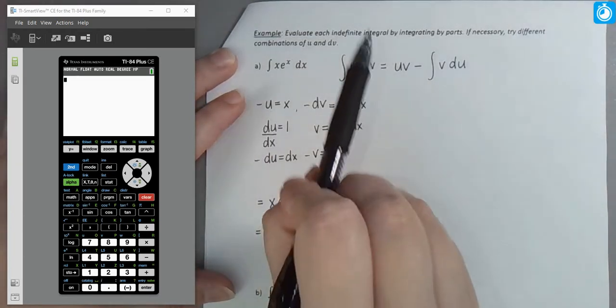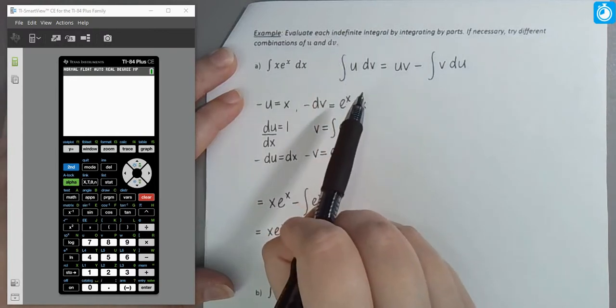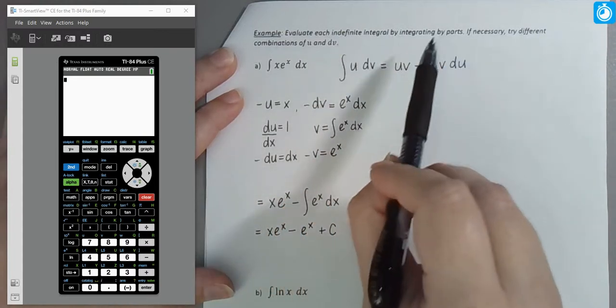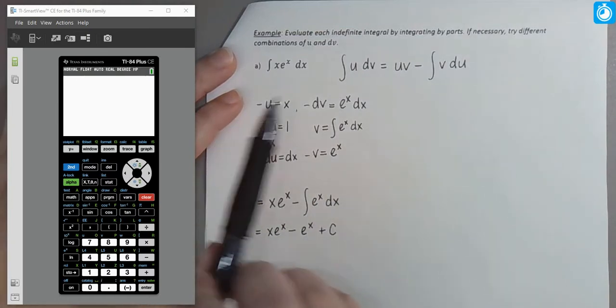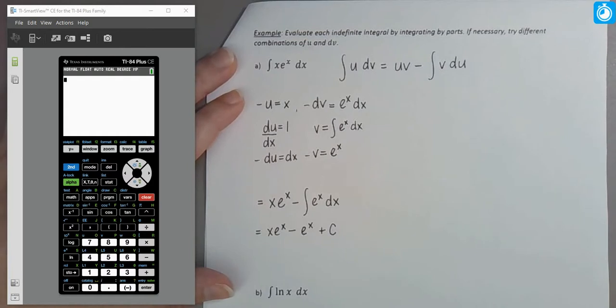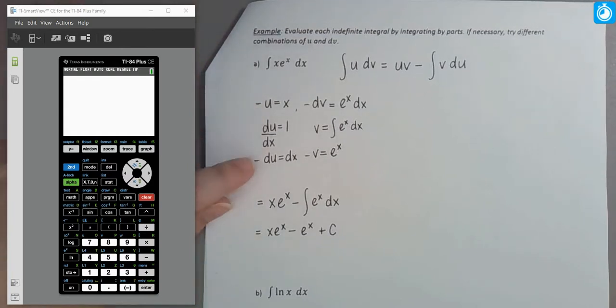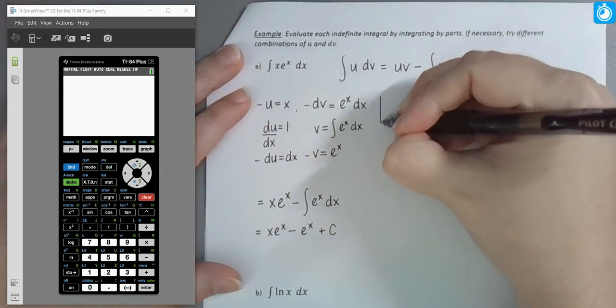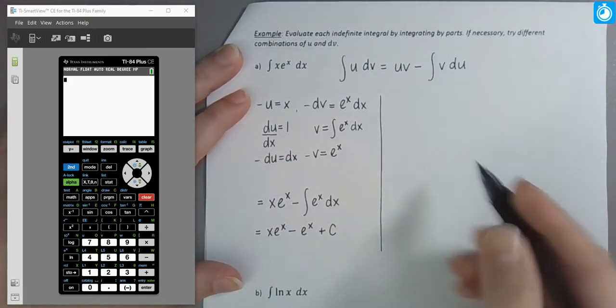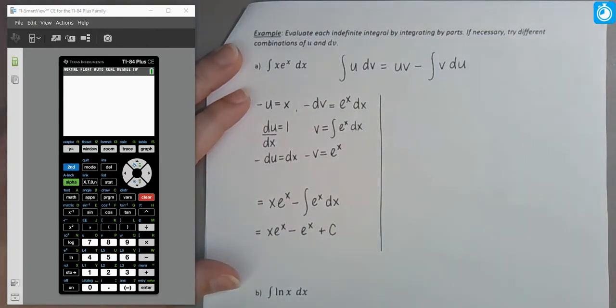So we took this more complicated antiderivative and we broke it down in such a way that we could evaluate a simpler antiderivative that's related to the original. It's related using the u to du and the dv to v relationship. Now, I did mention I want to show you two different ways that you could come up with values for u and v, where one works and maybe one doesn't work as well.